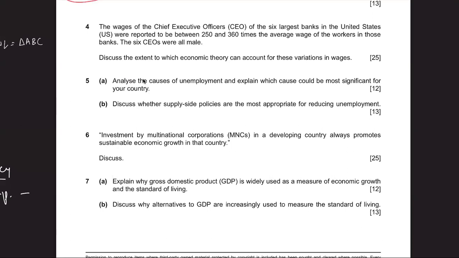Okay, sorry guys, quickly, 5A is easy. So talk about equilibrium and disequilibrium unemployment. Within equilibrium unemployment, talk about structural, frictional, seasonal. Within disequilibrium unemployment, talk about demand deficient or cyclical and real wage unemployment. And then talk about probably structural unemployment, or even disequilibrium unemployment, being more prevalent in your country.